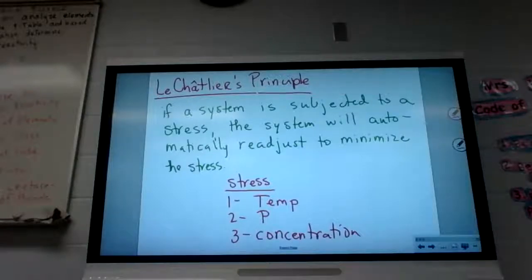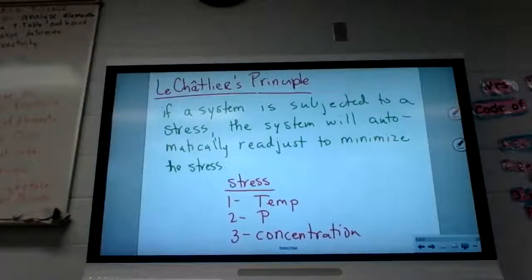I could readjust to minimize the stress. It'd be fabulous if we had that ability. I know. Now, the stresses that we're going to talk about are temperature, pressure, and concentration. You are temperature, pressure, and concentration all in one. Give me a reason for my stress.